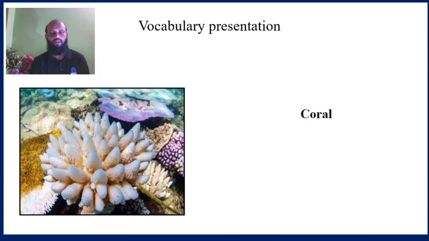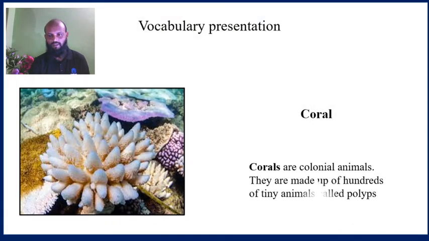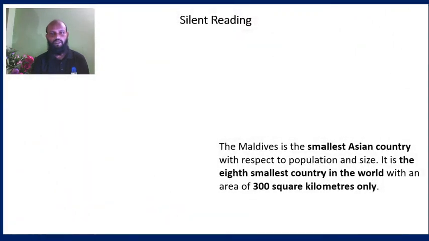And coral, we have discussed about it. You see, corals are colonial animals that live in a colony. They are made up of hundreds of tiny, very small animals called polyps. So now we will discuss the key sentences from this text.